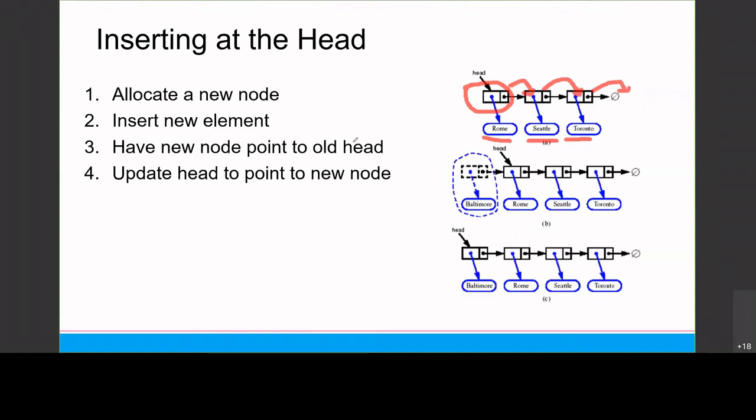If you want to insert a new element, the new element will be at the head. So Baltimore, for example, will be inserted. So the position of the head will be removed and it will change to the first element. We need to update the head to point to the new node. So every time we want to insert, if we use this kind of linked list, it will be at the head.